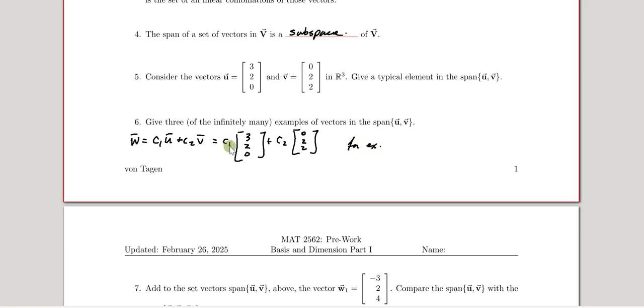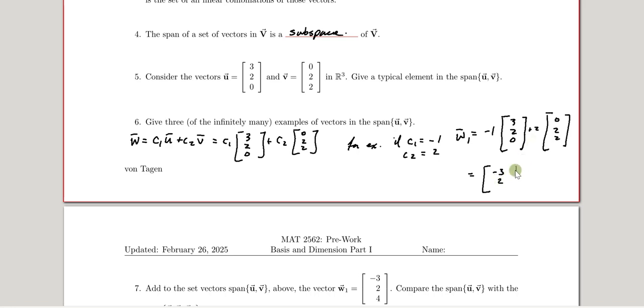So for example, if we picked C1 equal to -1 and C2 equal to 2, let's see what we get. We'd have this new vector, maybe we call it W1, and that would be equal to -1 times (3, 2, 0), plus 2 times (0, 2, 2), and we could actually find that vector that's in the span of U and V. Because why? We know that W is a linear combination of U and V, and so that resulting vector by definition is in the span. That resulting vector would be (-3, 2, 4). We'll remember that for the next page.